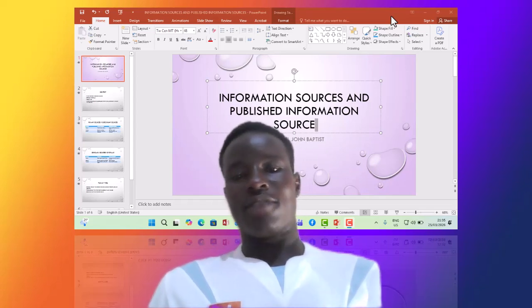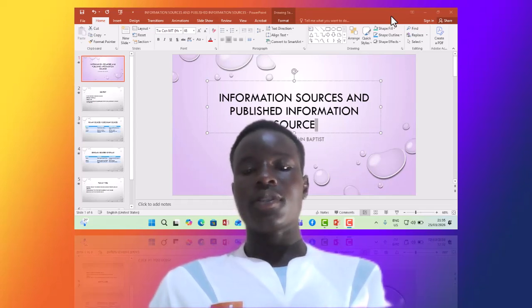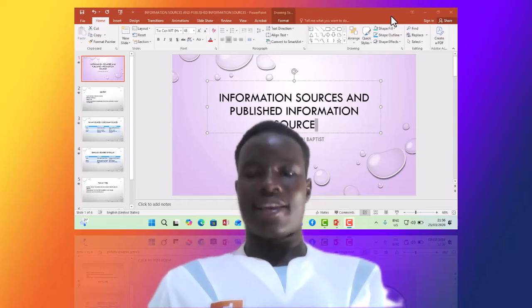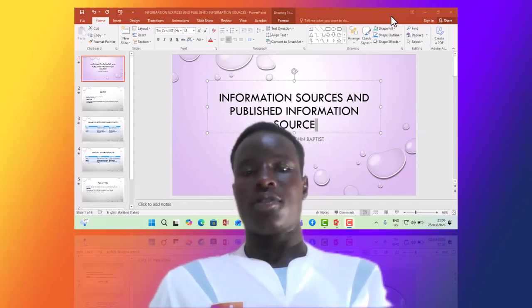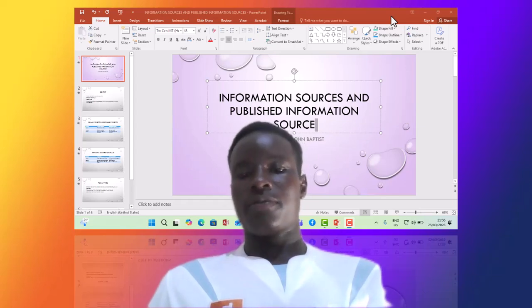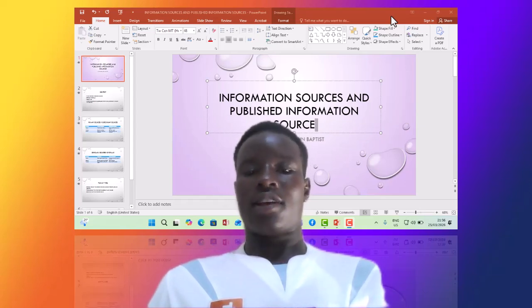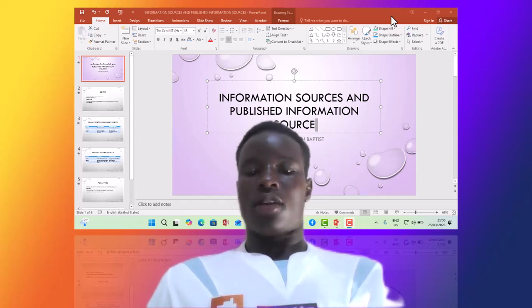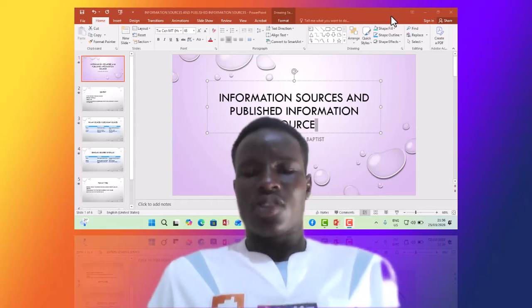First of all, looking at the information sources, these are the sites or the locations where the information is found, or where the information is got. And then published information sources, these ones are actually the information being published by the authors. It can be sources like cited sources.